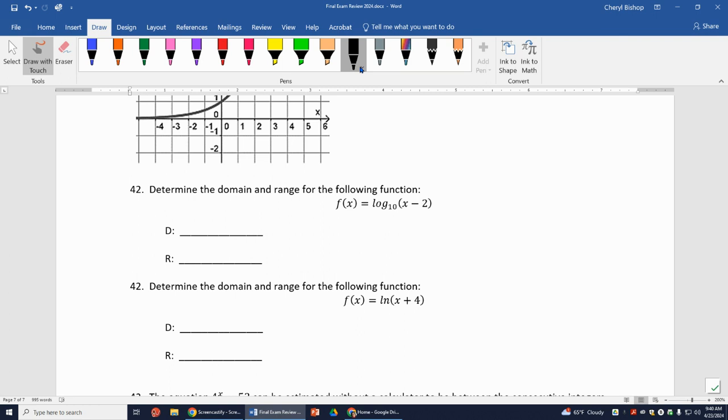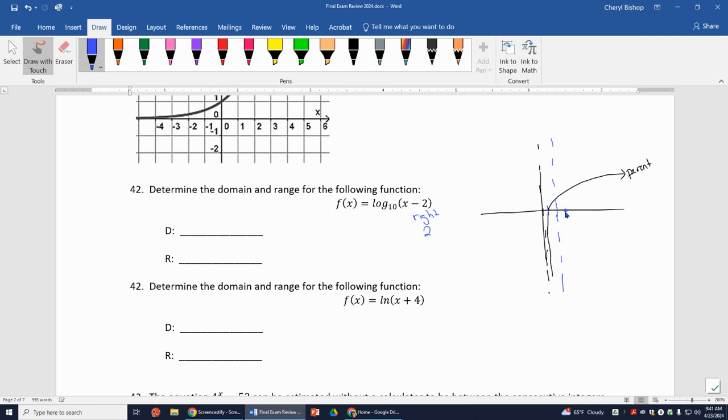All right, let's look at 42. The domain and range for the function. So I'm going to graph our parent, log base 10. Remember, your log has an asymptote on the y-axis. It goes through 1 right there. So this is my parent function. I can see all I'm doing here is x minus 2, so that means I'm moving the whole thing right 2. So that means my vertical asymptote is moving right here.